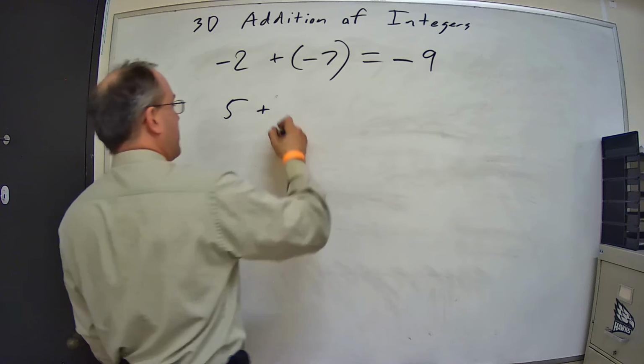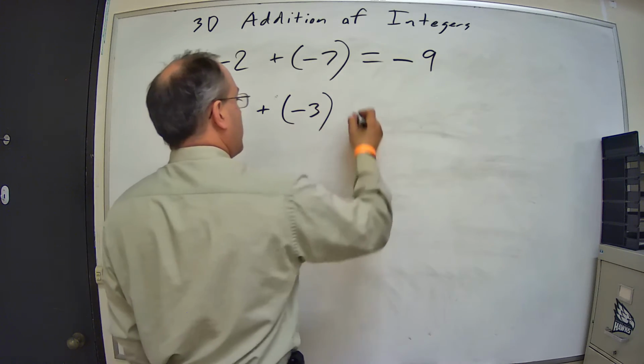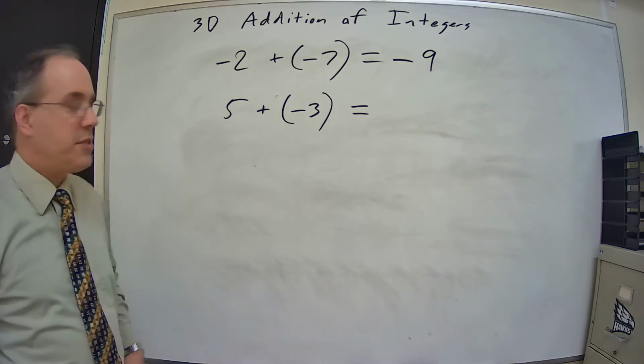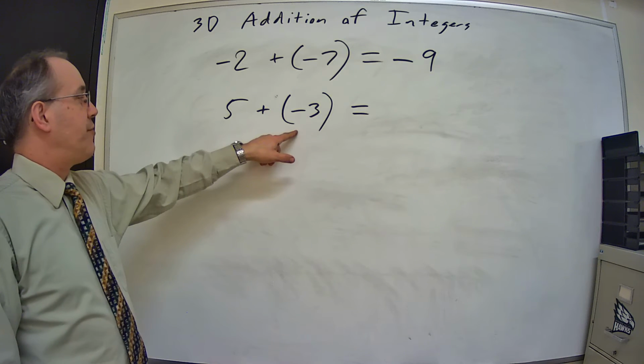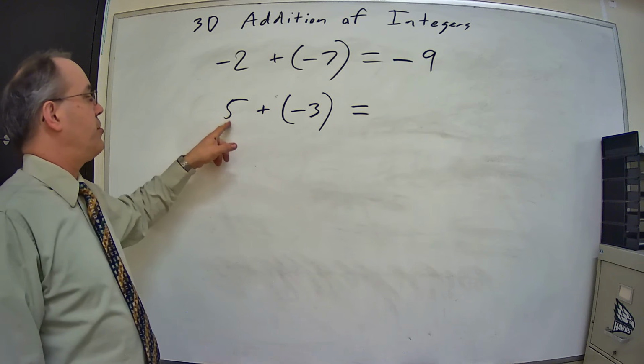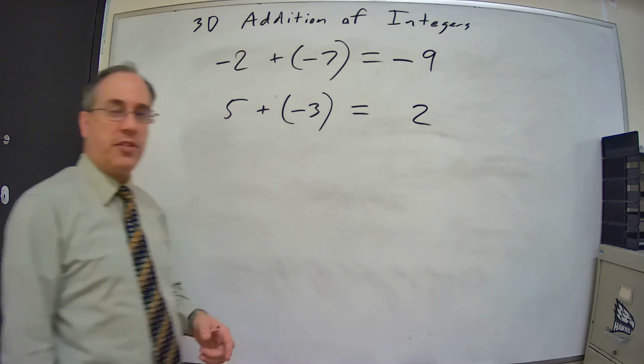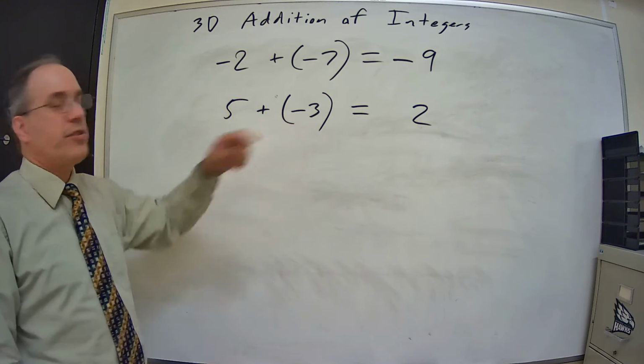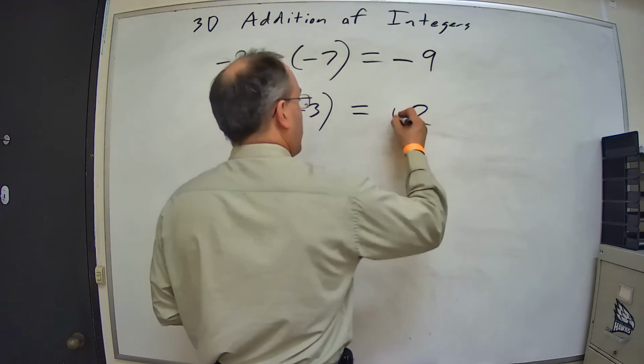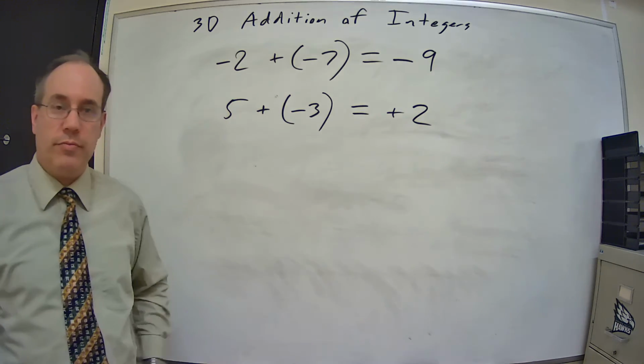5 plus -3. 5 plus -3, signs are different, so we're going to subtract the two numbers. 5 minus 3 is 2. And we're going to keep the sign of the larger number. 5 is larger than 3, so +2.